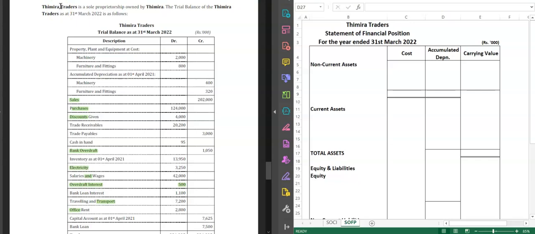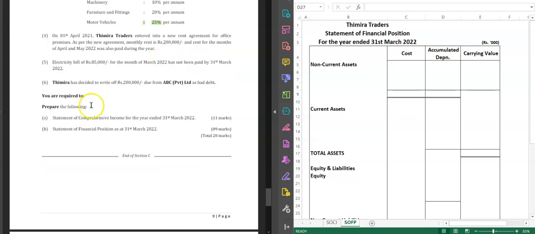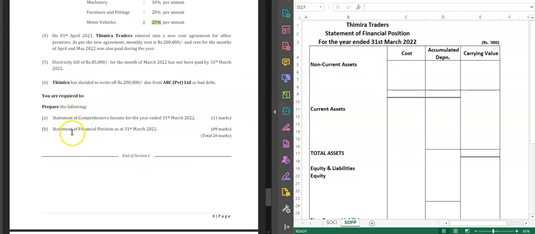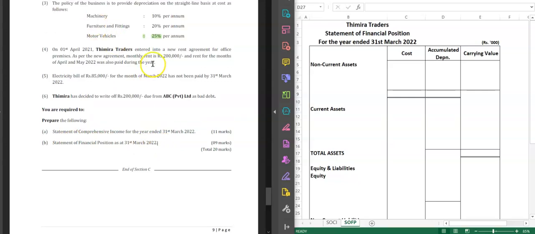In this video, we are going to see the second part of the same question, that WAT question, Timira Traders. And in this question, we are going to see how to make the statement of financial position as at 31st March 2022. They have asked here to prepare the statement of financial position as at 31st March 2022. Right, let's go into it now.